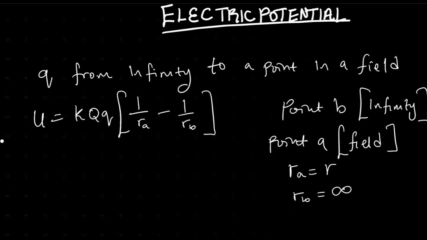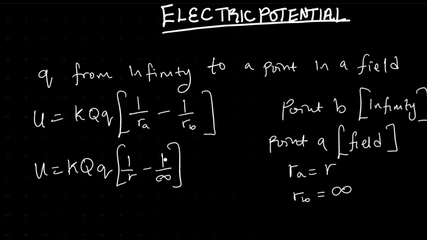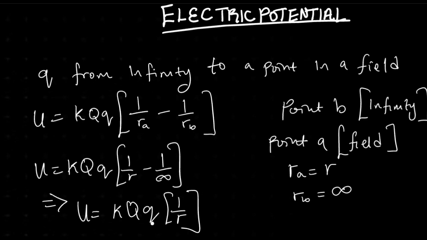So when we substitute in here, we'll have U equal to KQ, 1 over r minus 1 over infinity, is it not? And 1 over infinity is 0, right? So that means that we'll have U equal to KQ, 1 over r. So at this point, this is the electrical potential energy from a point at infinity.